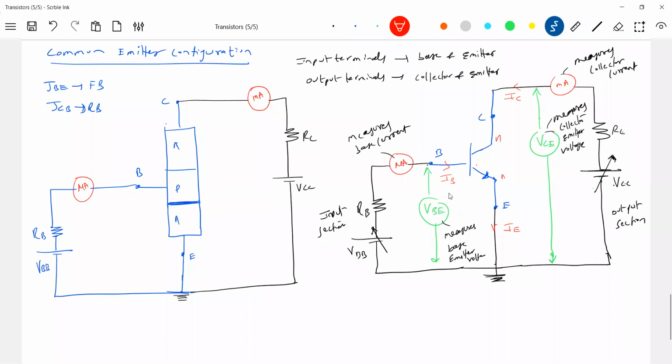First apply KCL, what can you write? IC plus IB should be equal to IE. I think that's already known to you. Then next after this, what should you know? You should know how to apply KVL.